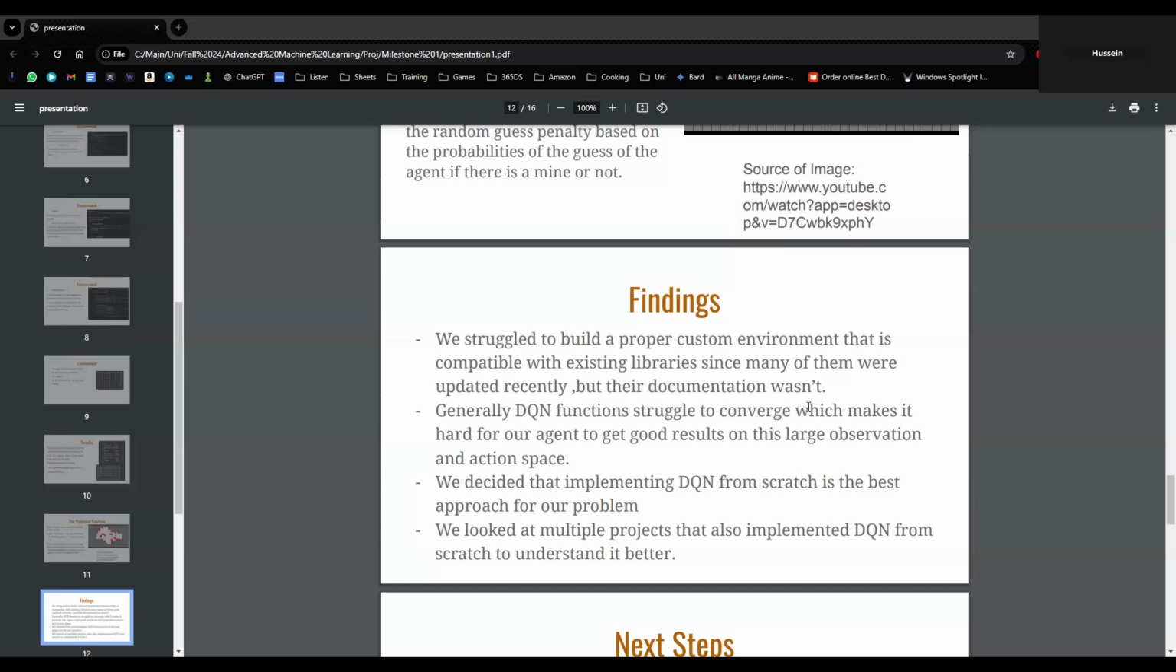So we decided we will implement the DQN, the Deep Q Learning Network, from scratch, which would probably be best for our problem to yield good results. And we looked at multiple projects that had implementations of DQN, and we decided in the next steps we will do this.